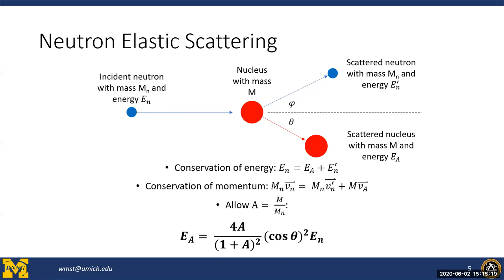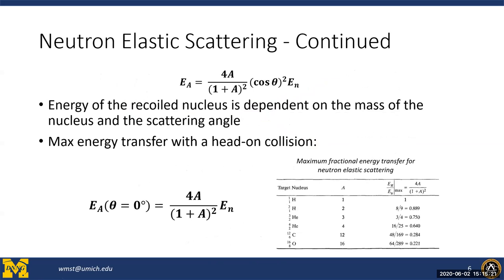So what can we do with this? So the first thing to note is that the energy of the recoiled nucleus is dependent on the mass of the nucleus and the scattering angle. And for this, we have to think about the scattering angle a little bit differently. So the general metaphor that's used in this case, because we're primarily going to be looking at neutrons interacting with hydrogen atoms or protons. And the mass of a neutron and proton are about equivalent. They're not, but for our assumptions, they're very, very close.